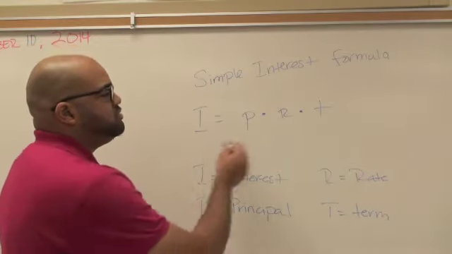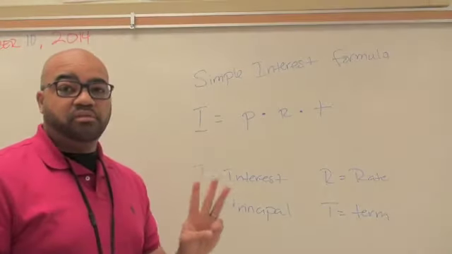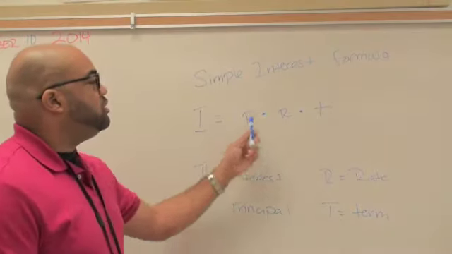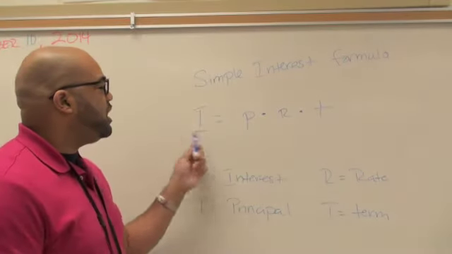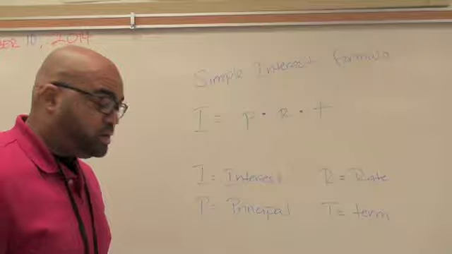You can rearrange this formula to solve for any one of these variables. In order to figure this out, you have to have at least 3 of the variables. So you have to have the P, the R, and the T to solve for I. You have to have the I and the P and the R to solve for T, and so on and so forth. So let's give the example.